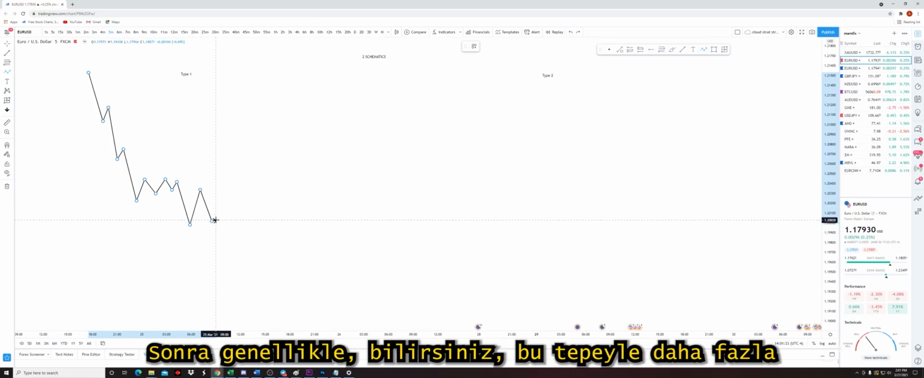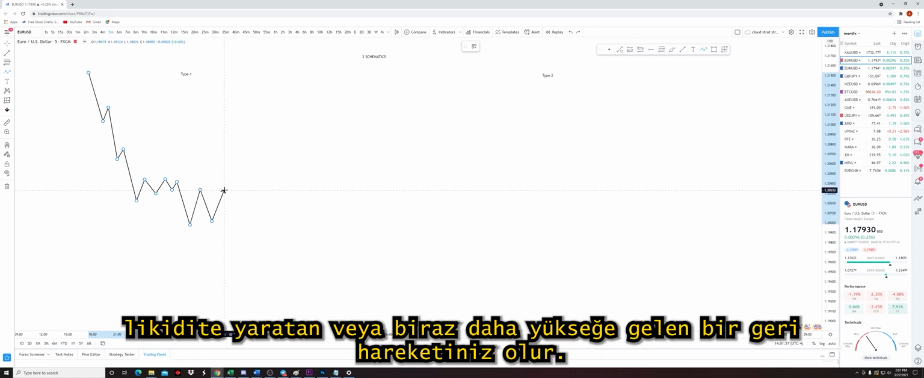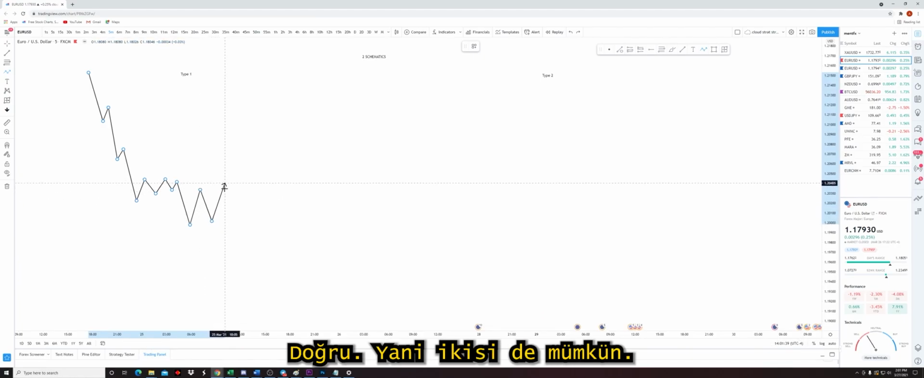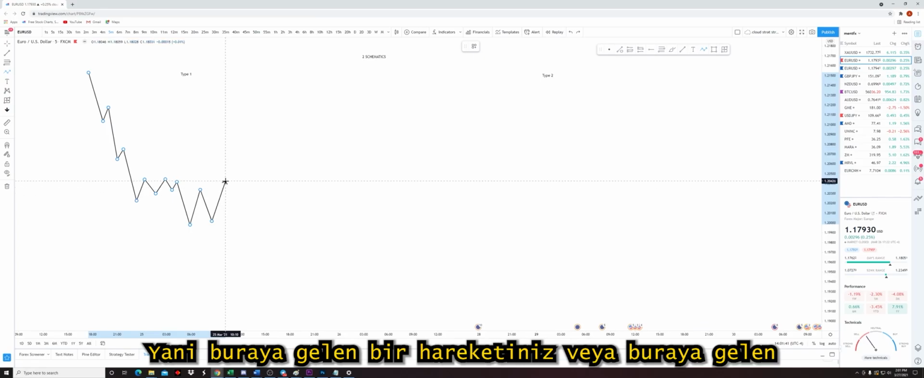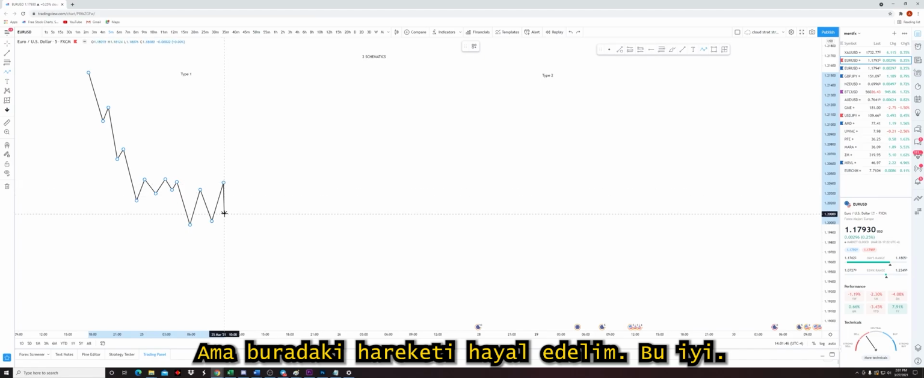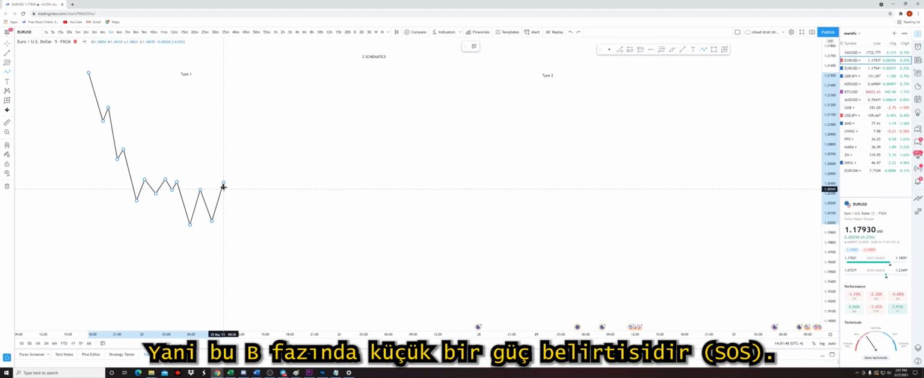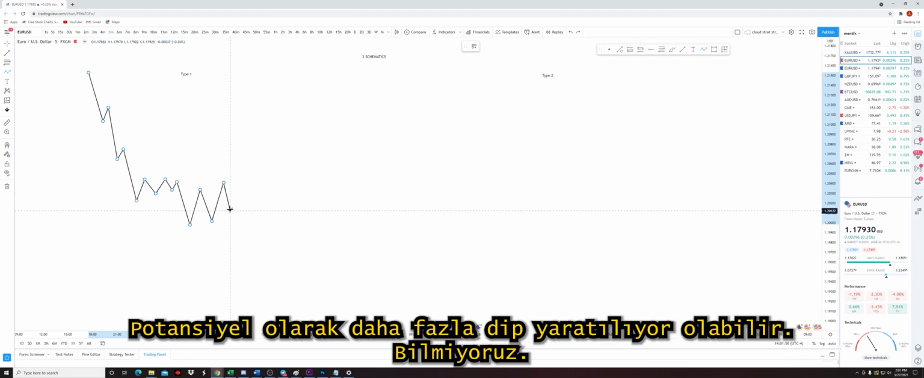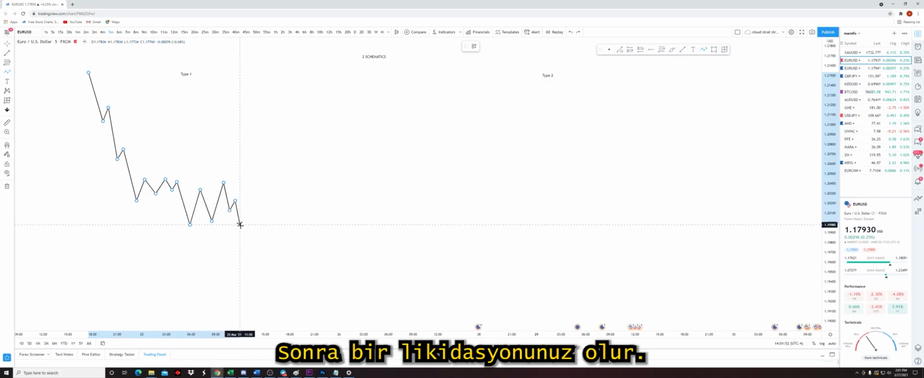Then you have usually a move back up that either creates more liquidity with this high or that comes a little bit higher, right? So either one is possible. You can have a move that comes here or a move that comes here. Both are possible, but let's imagine this move here. That's fine. So that's a little sign of strength in phase B. You have potentially more lows being created. We don't know.